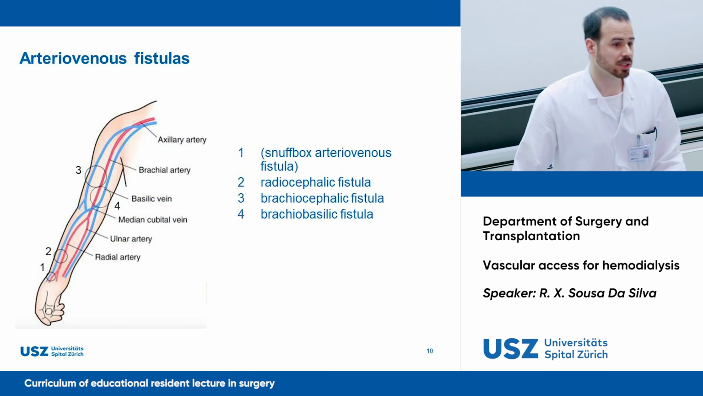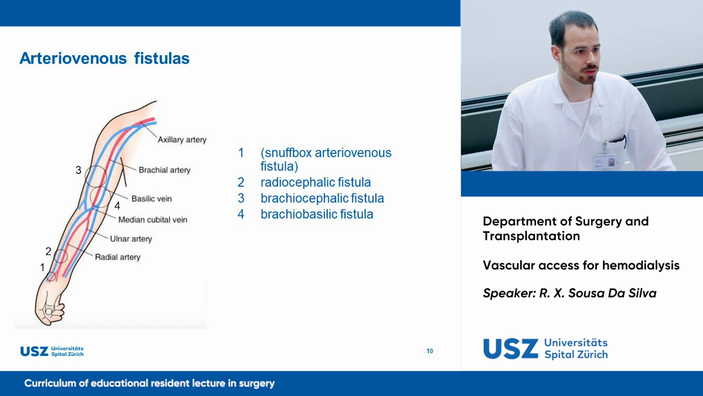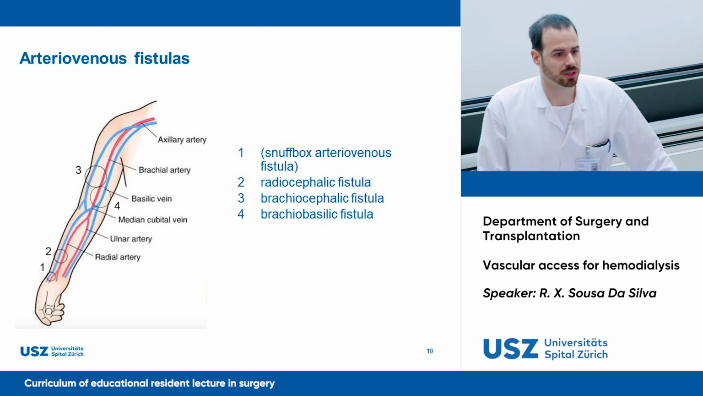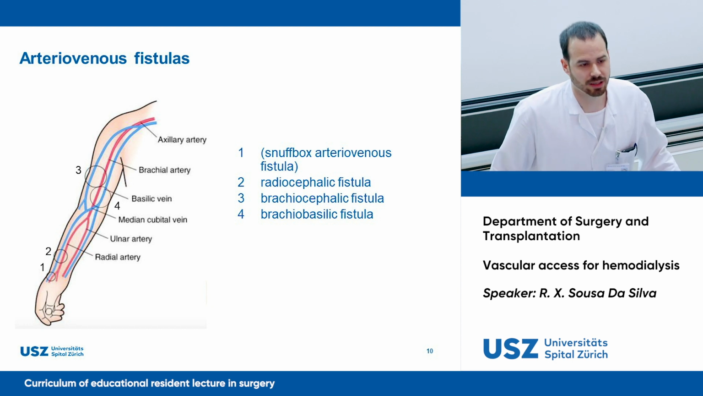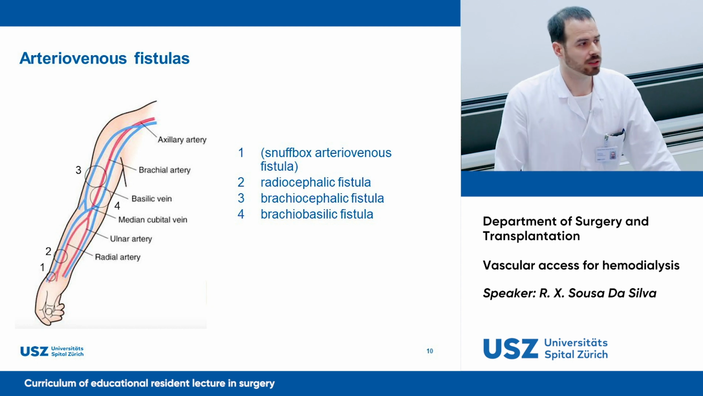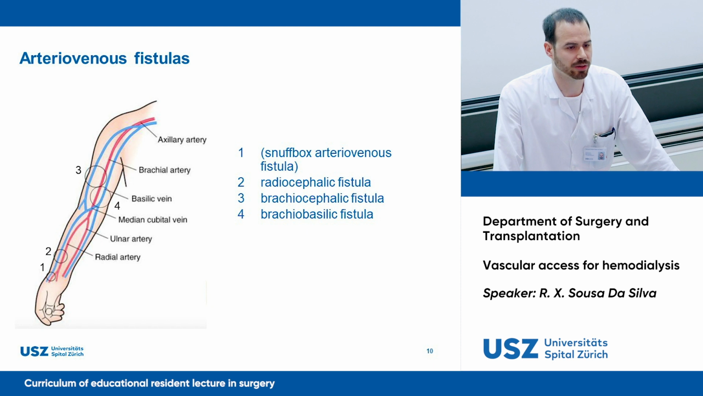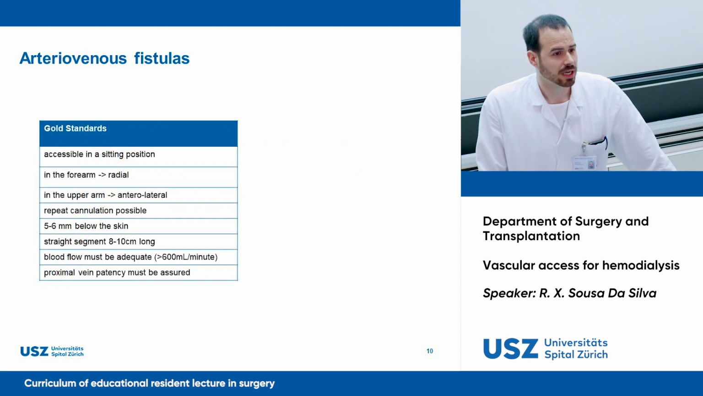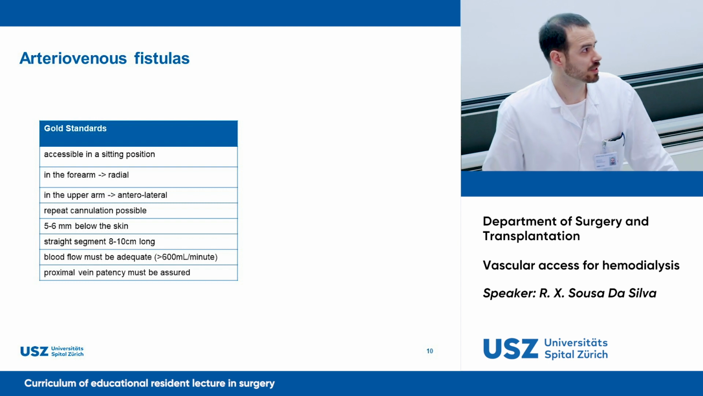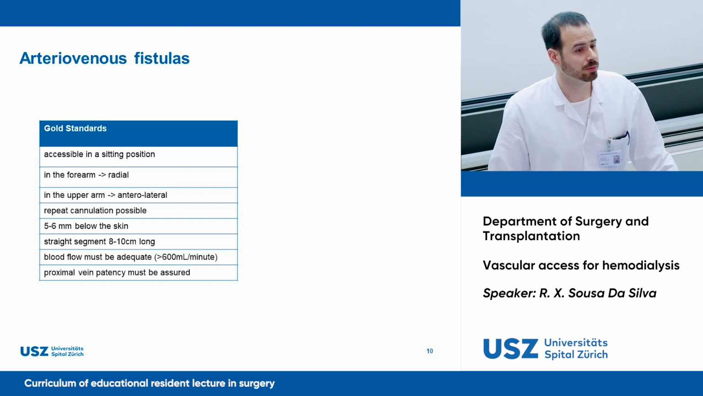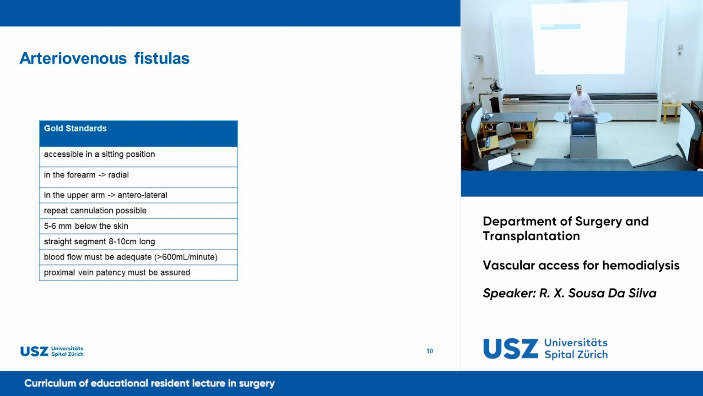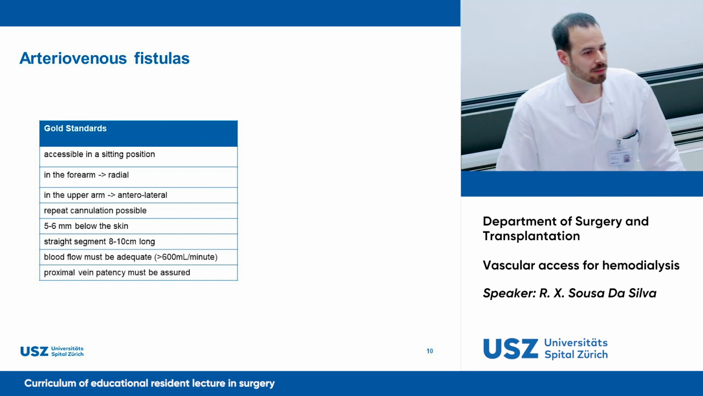Here you see the sites where you usually perform those arteriovenous fistulas. The snuffbox arteriovenous fistula is not used as much anymore because it has a low patency rate, but very common is the radiocephalic fistula, number 2, number 3 the brachiocephalic fistula, and number 4 the brachiobasilic fistula. The gold standard for all arteriovenous fistulas is first, it should be accessible when the patient is sitting. First, you try it in the forearm and it should be radial. And if you try it in the upper arm, it should be anterolateral. Also very important, the last point, proximal vein patency must be assured.